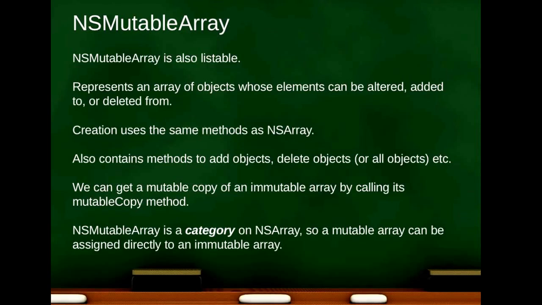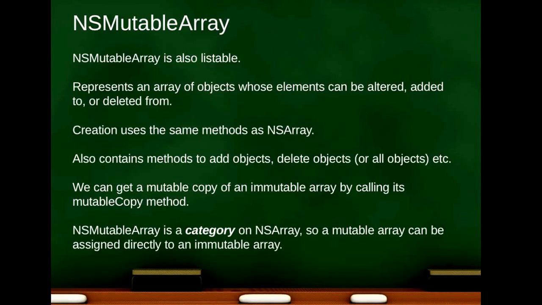A mutable array declares methods to add and delete objects, or even delete all objects from the array. So a mutable array is kind of like a C array, an array of primitives, except a mutable array is kind of like a C array with objects. And then, of course, we can get an object at a particular index, object at index, and so forth. We can get a mutable copy of an immutable array.